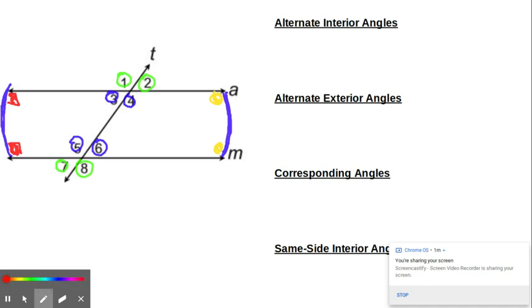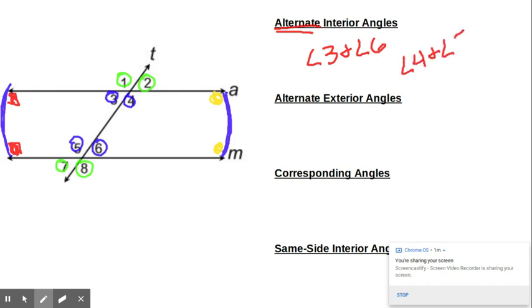If I'm looking for alternate interior angles, what alternate means is I'm on opposite sides of the transversal. The transversal is T because it's the line that intersects two other lines. So if T is the transversal and I want alternate interior angles, I'm looking for the angles that are inside the car but on opposite sides of the transversal. In this case, one pair would be angle 3 and angle 6. Angle 3 is on the left side of the transversal. Angle 6 is on the right side. The other pair of alternate interior angles are angle 4 and angle 5. Angle 4 is on the right side. Angle 5 is on the left side.